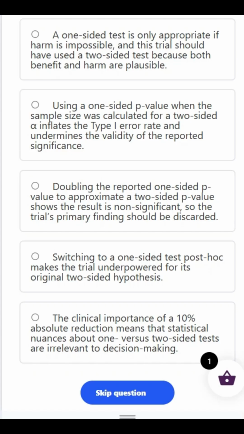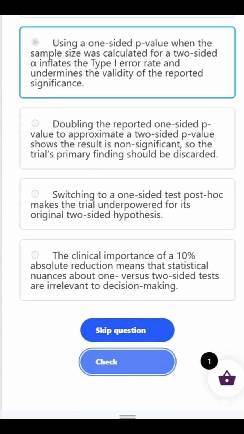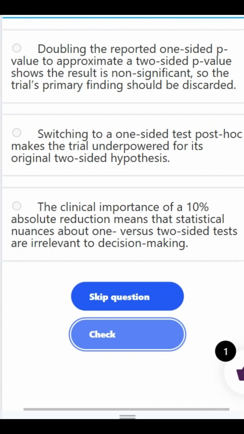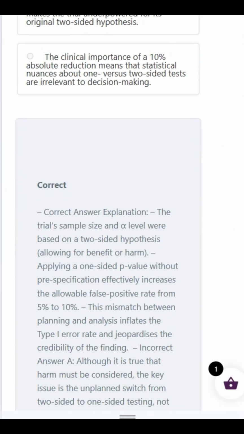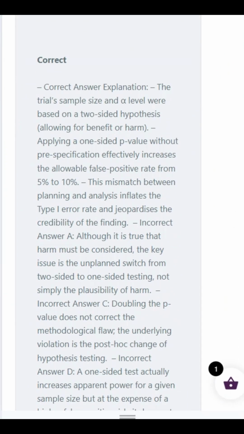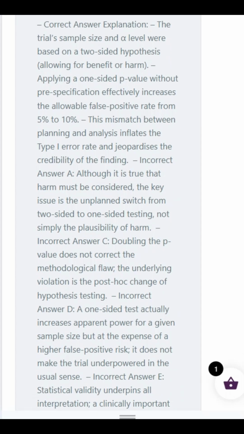The correct answer is B. Using a one-sided p-value when the sample size was calculated for a two-sided alpha inflates the type 1 error rate and undermines the validity of the reported significance. Here's why. The trial was designed with a two-sided hypothesis, allowing for the possibility of benefit or harm. By reporting a one-sided p-value without pre-specification, the effective false positive rate doubles from 5% to 10%.